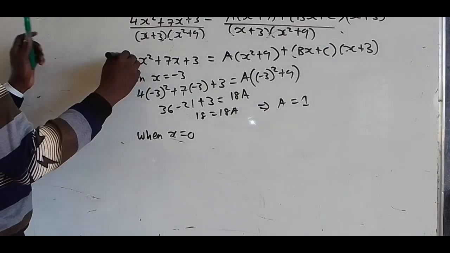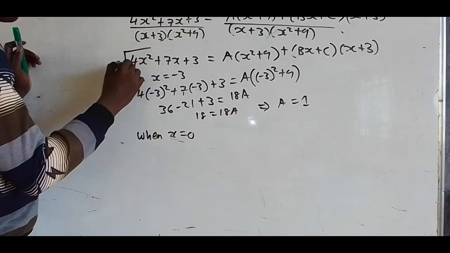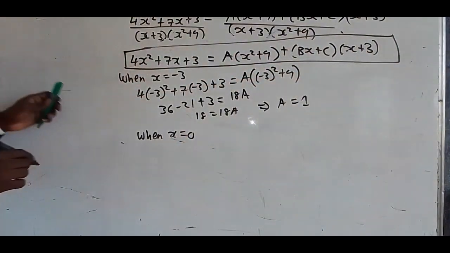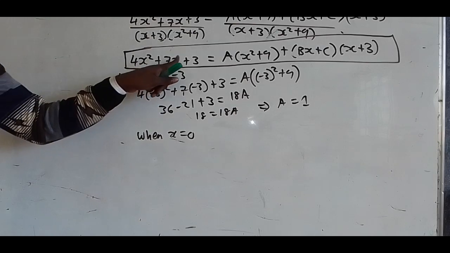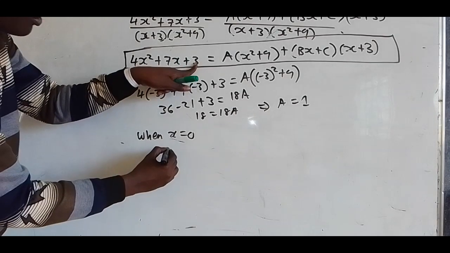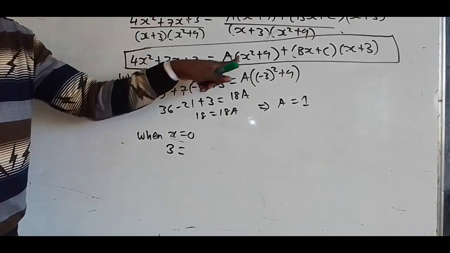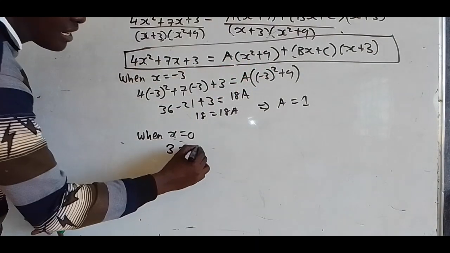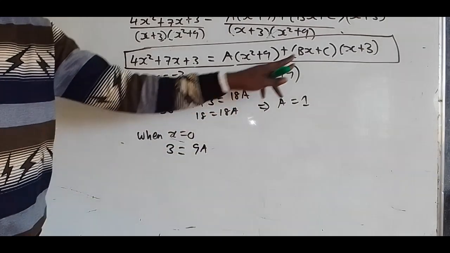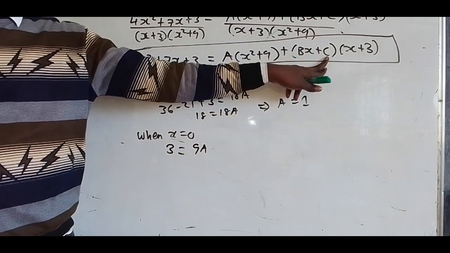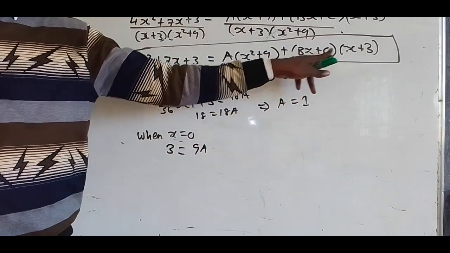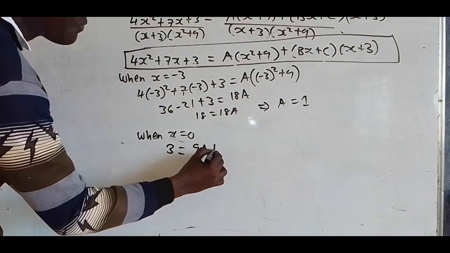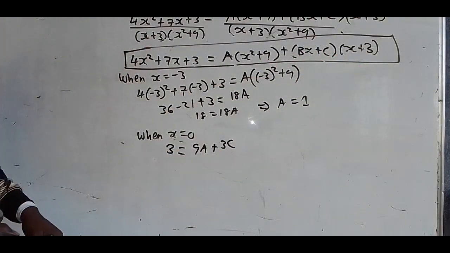Where there is x, put 0. This is our equation we are using. Where there is x, put 0. This is 0, this is 0. You remain with 3, isn't it? Then 0 squared, you remain with 9a, isn't it? Then this is 0, you remain with the c here. This first factor, 0 plus 3, you remain with 3. So 3 times c, you remain with plus 3c, isn't it?